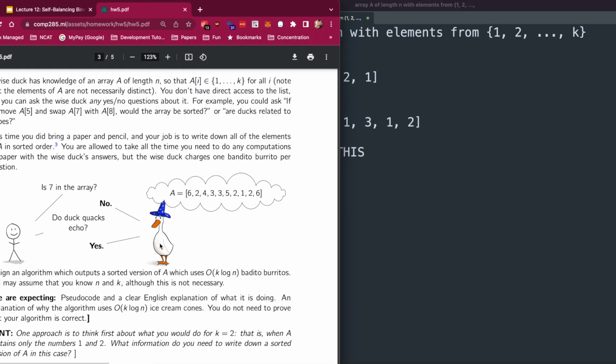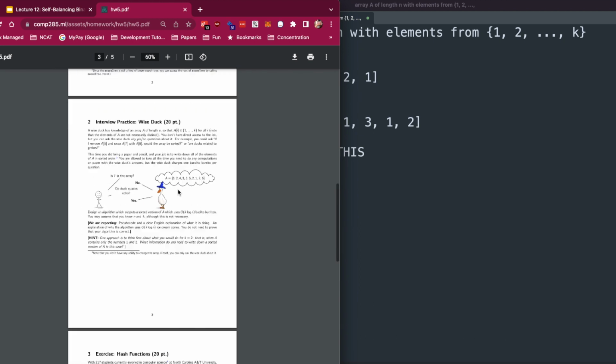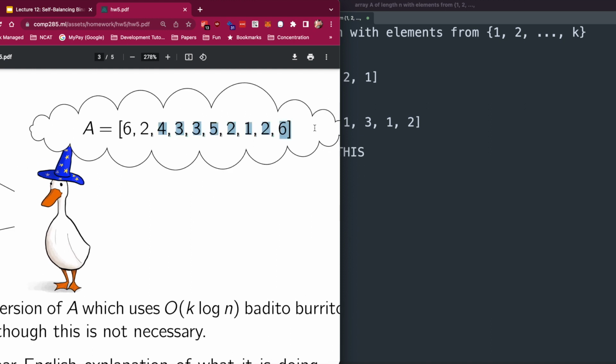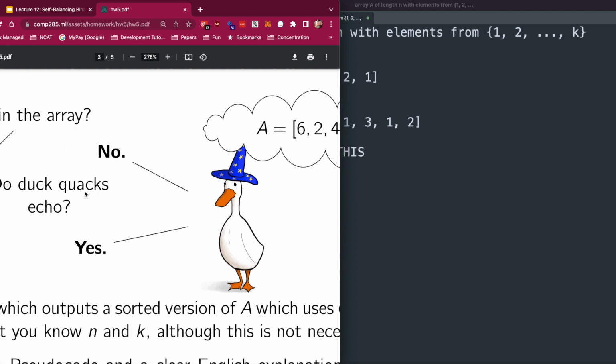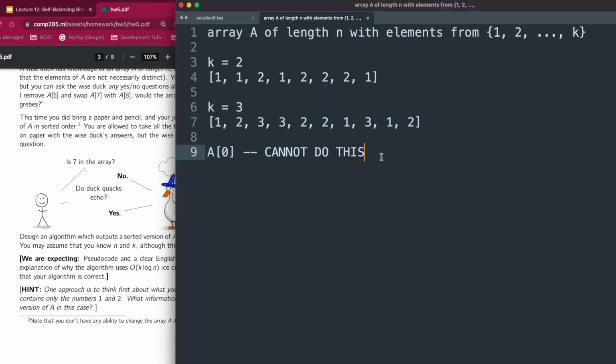However, there's a duck. Here's the duck. This is a really cute duck. He's a little cutie. He's such a good duck. So the duck does know what A is, okay? In his head, he knows exactly what A is. The problem is that you can only ask him yes/no questions, okay?